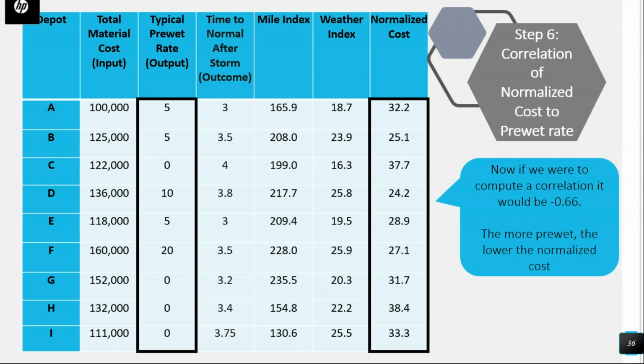If you were to do a correlation between your pre-wet rate and your normalized cost, you would get a correlation entirely in the opposite direction than before. Our correlation now is negative 0.66, which would indicate that the more pre-wet they use, the lower their normalized cost. And that is totally the opposite finding you would have found if you didn't consider your miles and your weather, but is probably a little closer to truth.